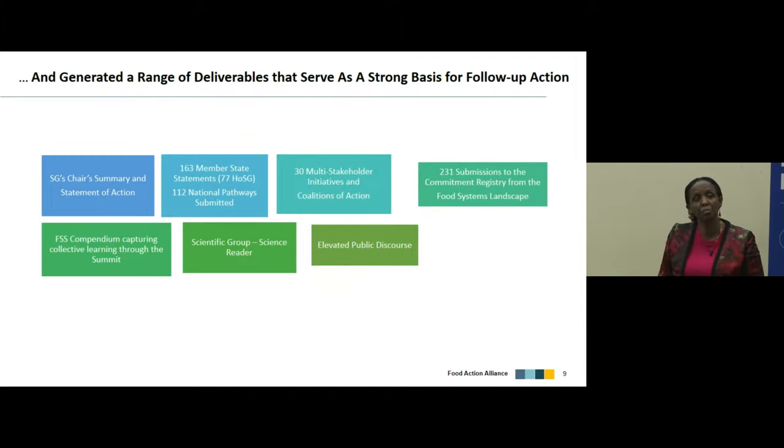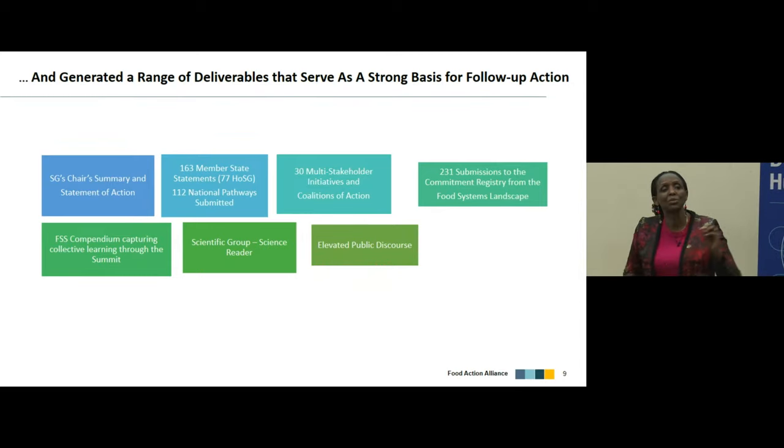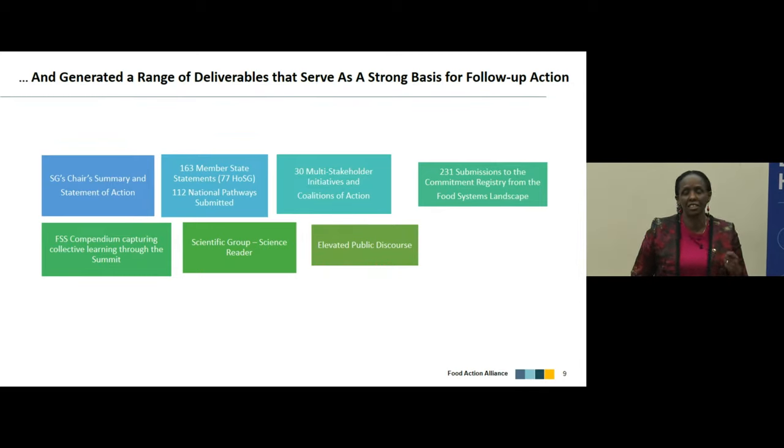Each of those came with what we call a pathway, led by David. Those pathways are commitments that we are now turning into strategies that can be implemented. That's very, very critical. We'll come back to that in a second.